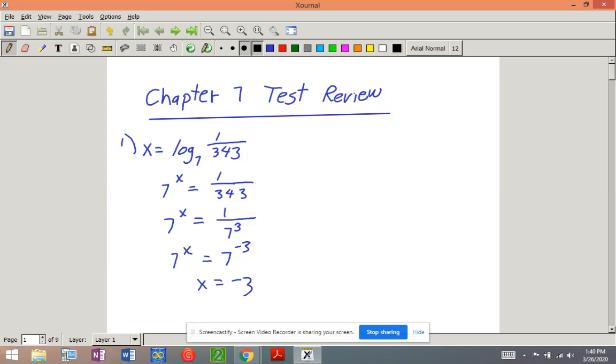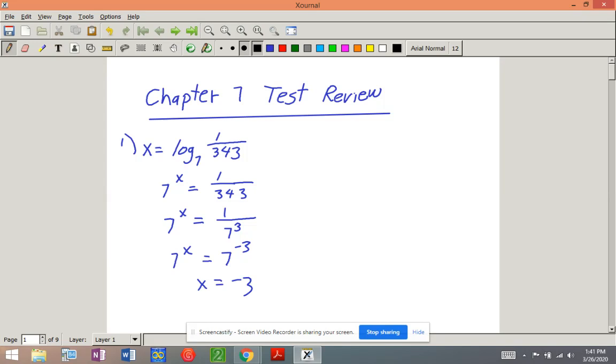On our next step down, we wrote 1 over 343 as 1 over 7 to the third, because you might know that 7 to the third is 343. If not, you can check that out on your calculator. And then we wrote that right side with a negative exponent, so that's 7 to the x power equals 7 to the negative third. Remember that fraction can be written with a negative exponent. And then once we got both sides with 7 to a power, we just set those powers equal to each other and got x equals negative 3. And so that's the log that they were looking for.